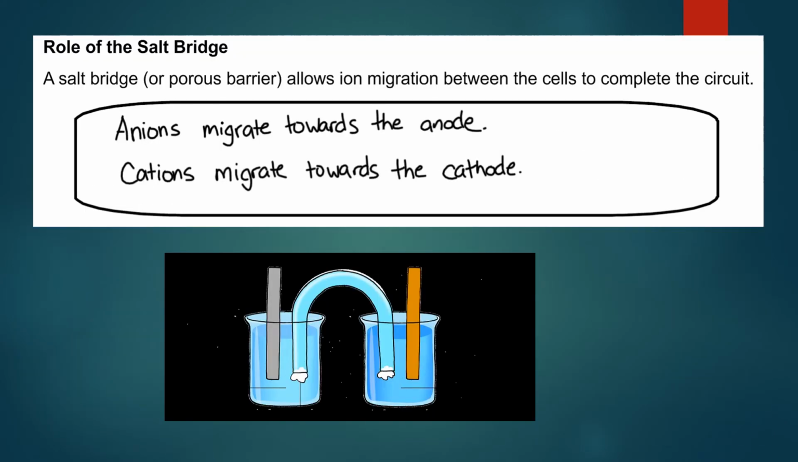Finally, the role of the salt bridge. A salt bridge, or you can sometimes have a porous barrier, those allow ion migration to take place between the cells, and that's what completes the circuit. If you try and run a reaction like this without a salt bridge, it's not going to generate any voltage because the circuit won't be complete. So within that salt bridge, the anions always migrate towards the anode. That balances out the charges from those electrons being lost. And the cations migrate towards the cathode, where we are gaining electrons, and that balances the charges as well.